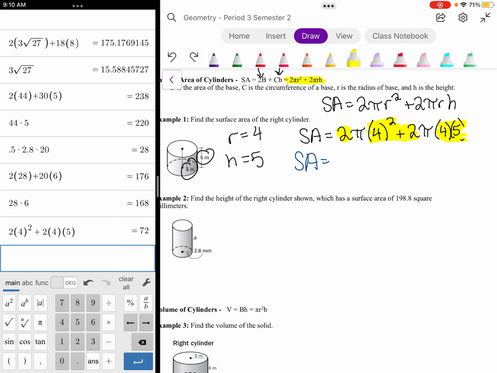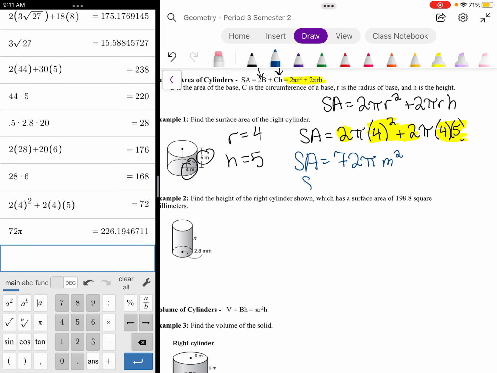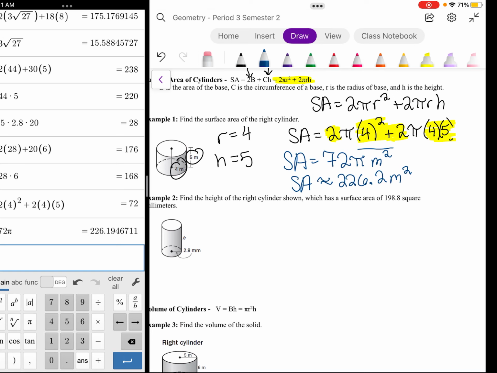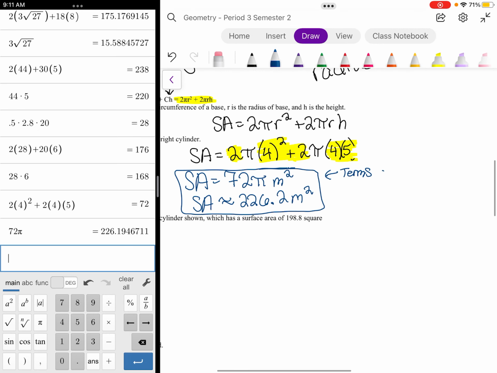So our surface area is going to be 72 pi, and that's going to be meters squared. If you're asked to round the answer, then you're just going to type 72 into your calculator with the pi button following it. Then you would get that your surface area is about equal to 226.2 meters squared. So if it asks in terms of pi, you'll give the top answer, and if it asks you to round, you would give the bottom answer.